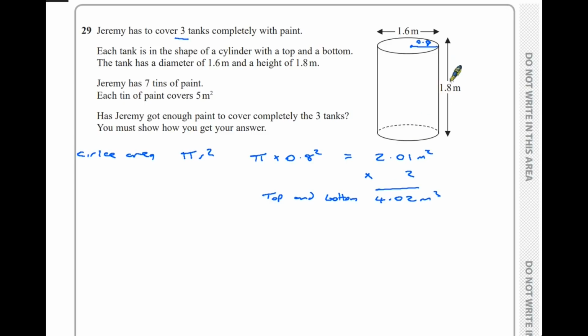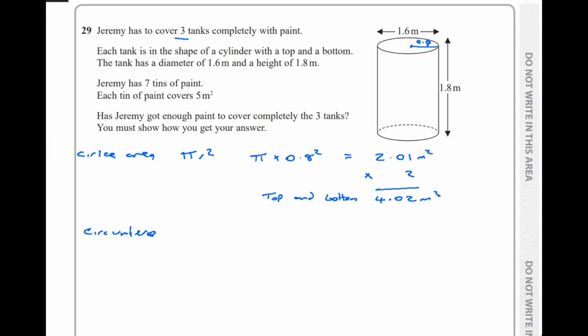Now we need to look at the area of the curved sides of the cylinder, which we know is going to be the height times its width, its length, and to find its length, well, that is the same as the circumference of the circle. The sides wrap around the circumference. So we need to find the circumference of the circle.